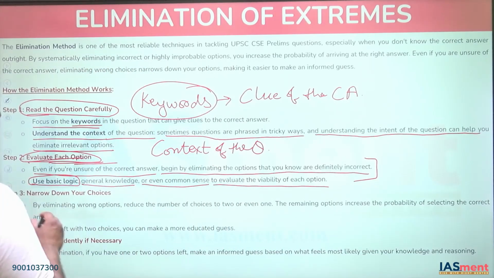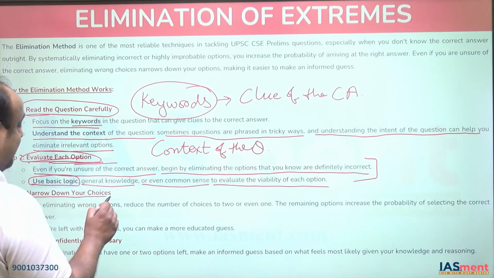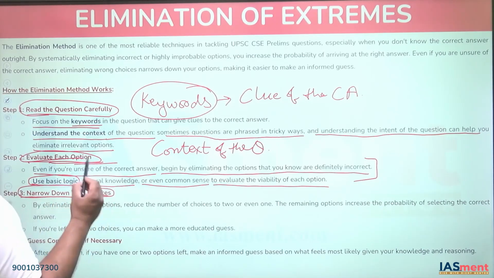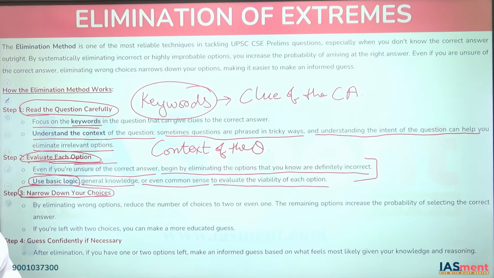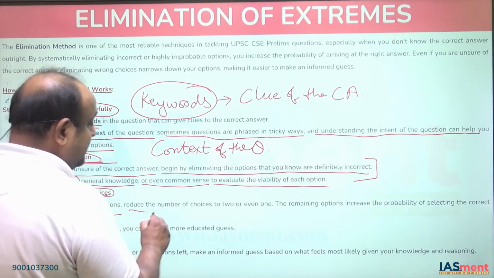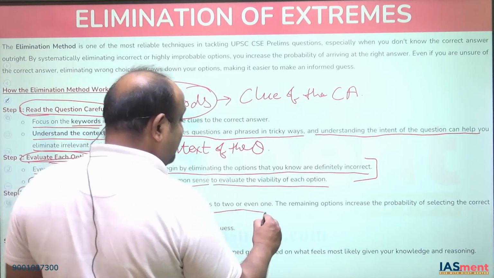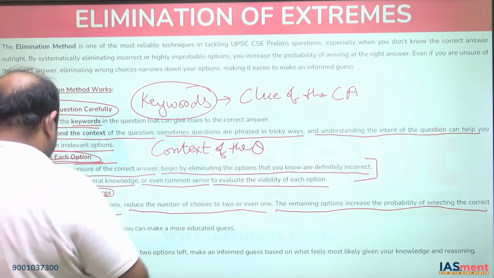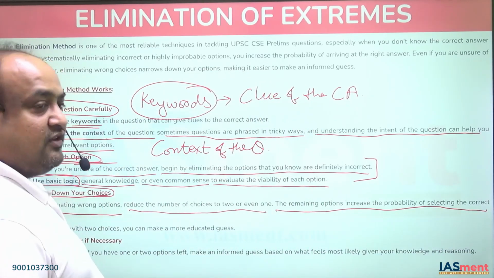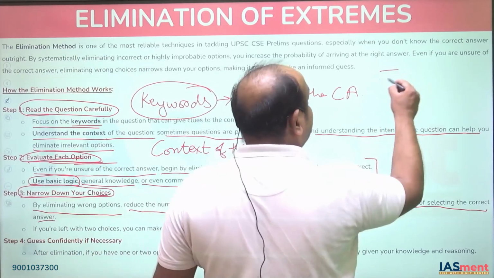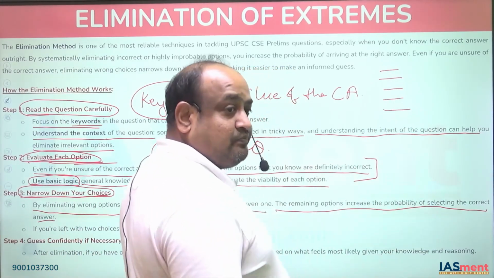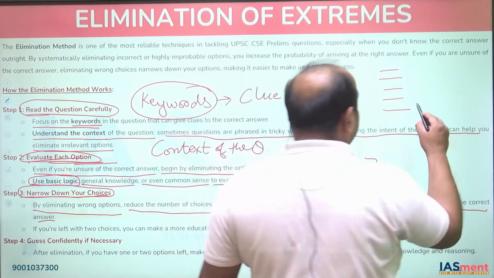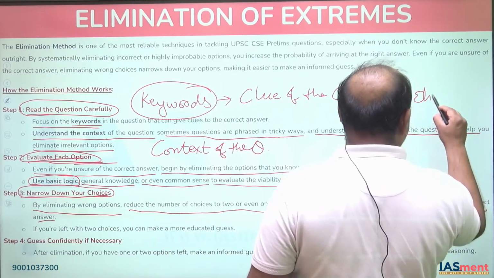Third step, narrow down your choices. In the third step, what we will do, we will narrow down our choices by eliminating wrong options. Reduce the number of choices to 2 or even 1. The remaining option increases the probability of selecting the correct answer. Narrow down your choices means, suppose there are 5 statements in your question. Narrow down choices means try to eliminate as much as possible.